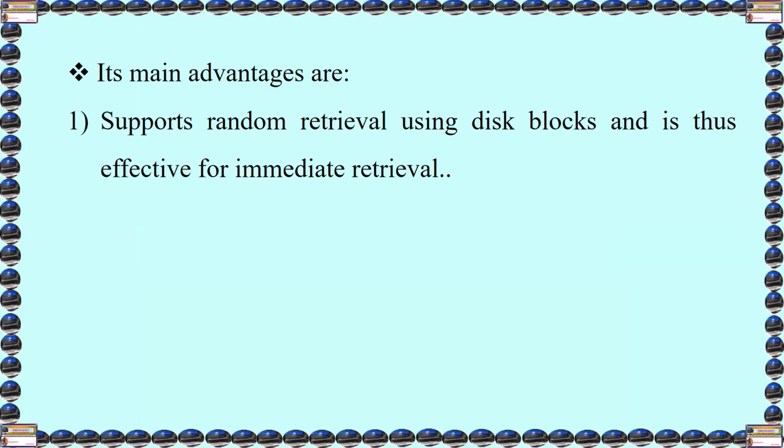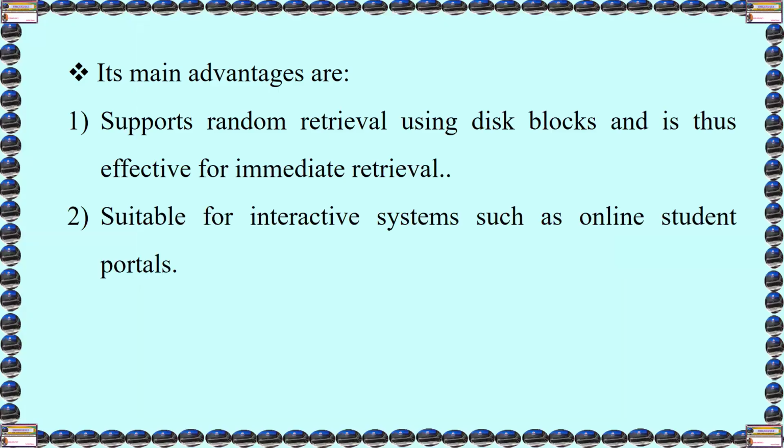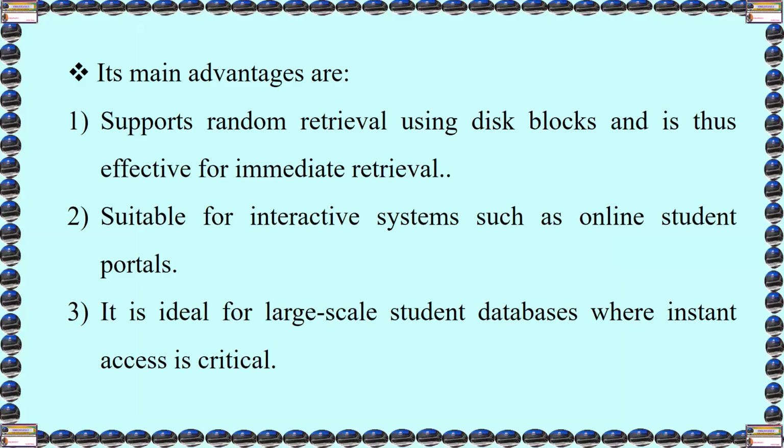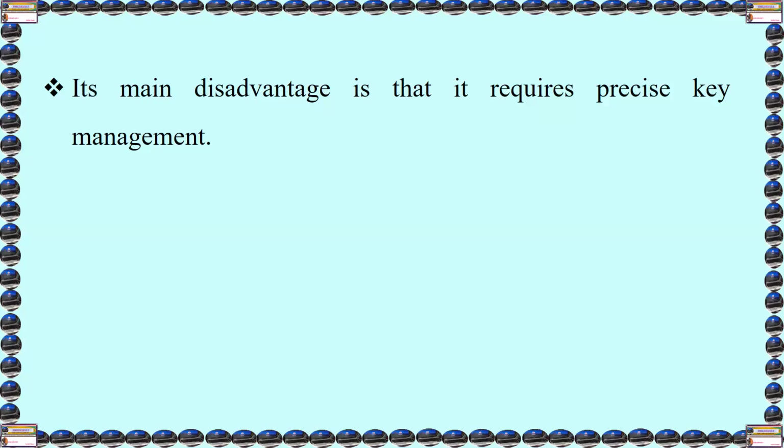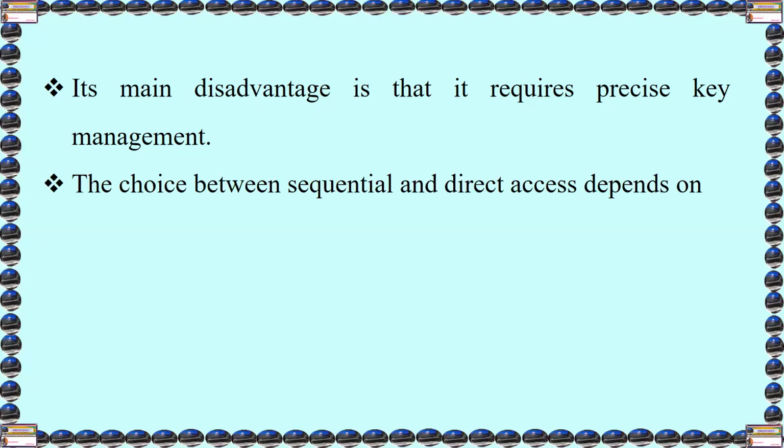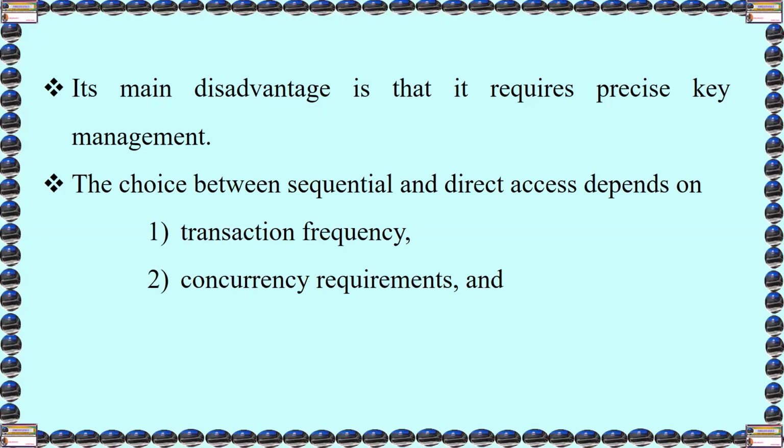Its main advantages are that, one, it supports random retrieval using disk blocks and is thus effective for immediate retrieval. Two, it is suitable for interactive systems such as online student portals. Number three, it is ideal for large-scale student databases where instant access is critical. However, its main disadvantage is that it requires precise key management. The choice between sequential and direct access depends on transaction frequency, concurrency requirements, and response time expectations.